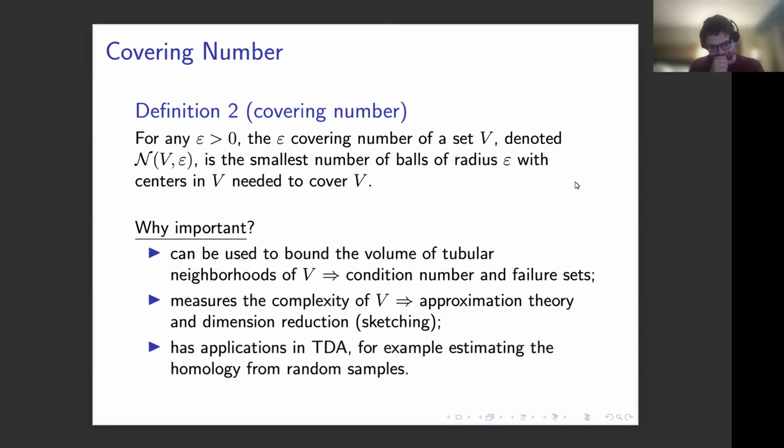It also has applications in topological data analysis. So if one is trying to estimate homology of some topological space from random noisy samples, then the covering number of the space roughly tells you sort of how densely you need the samples to be to capture the correct homology. So that's also an application of covering numbers.